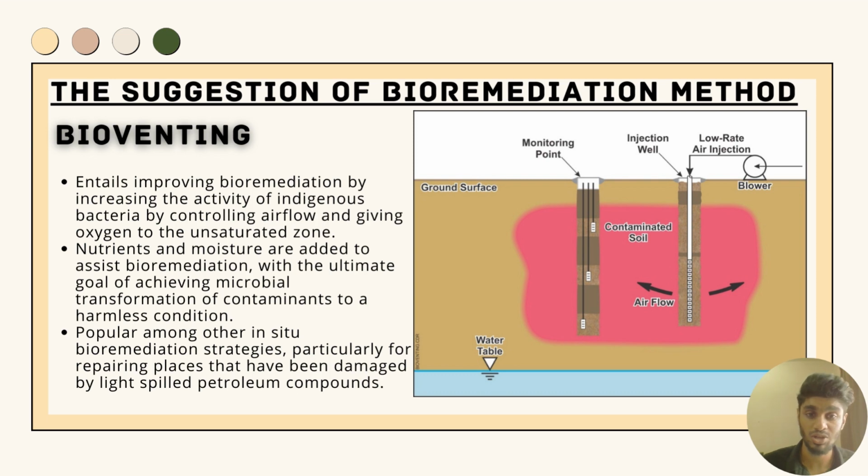As we look into the picture, we can see the process of bioventing where the airflow is given from underneath the ground surface with the help of a low-rate air injection and blower. And when the airflow flows from bottom to top, the contaminated soil is given airflow, giving oxygen to the unsaturated zone.